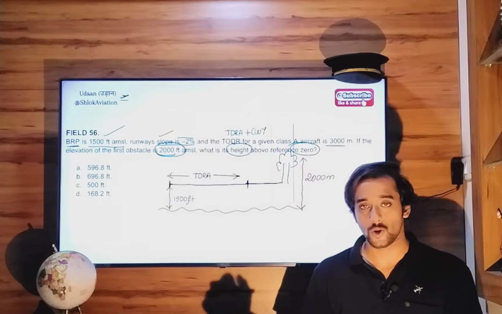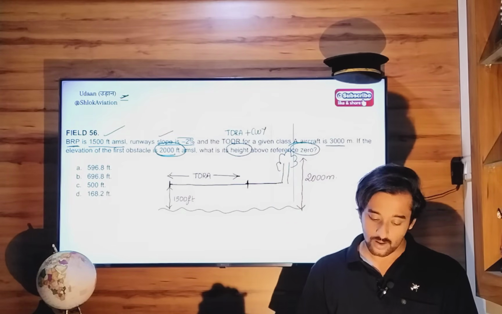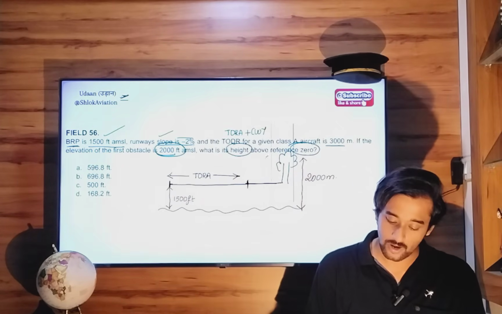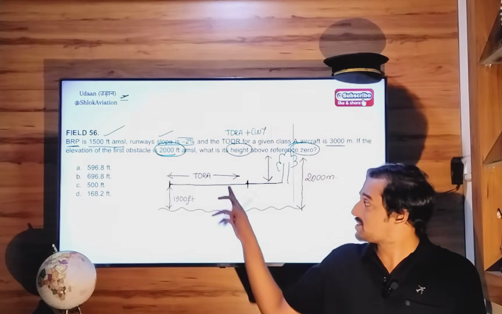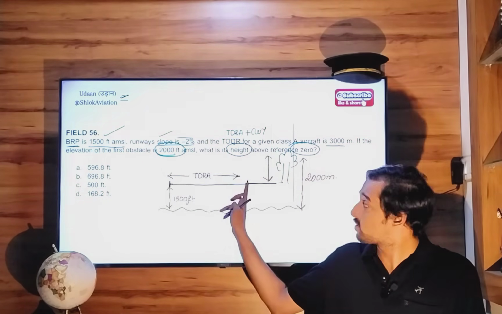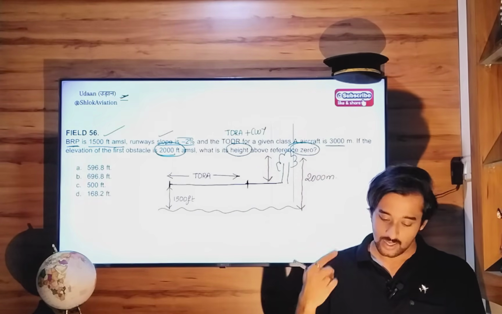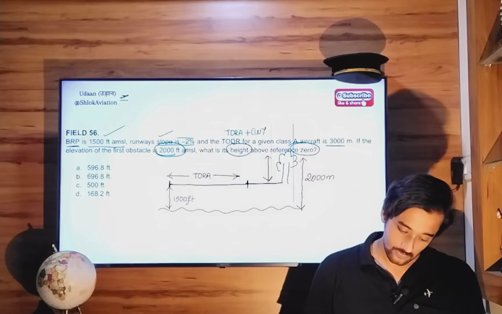What is reference 0? Reference 0 is the point on the ground. Okay, so you have to find the height of this obstacle from reference 0. So once you take off from your ground surface, you will have to cover this much height in order to overfly that obstacle. So how to find that out?